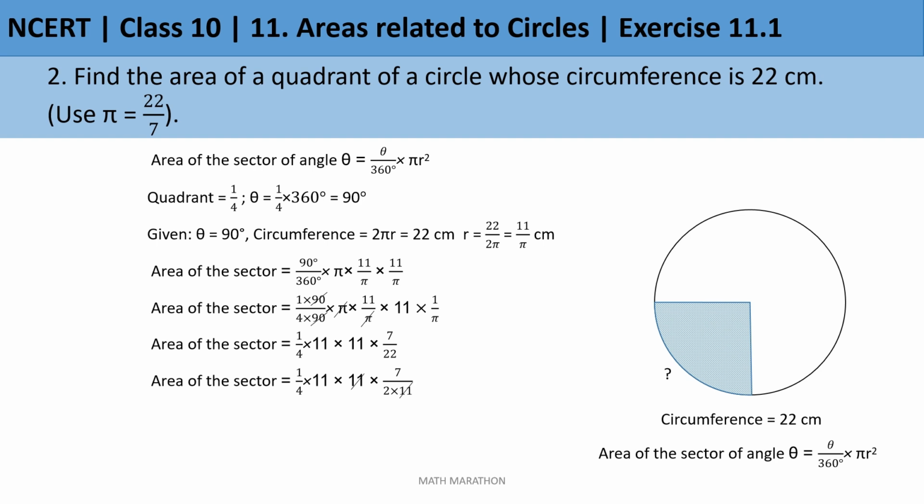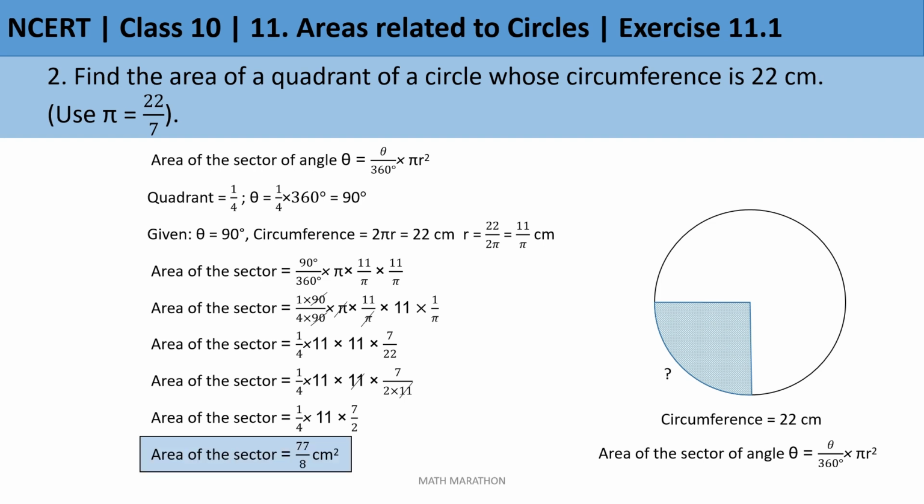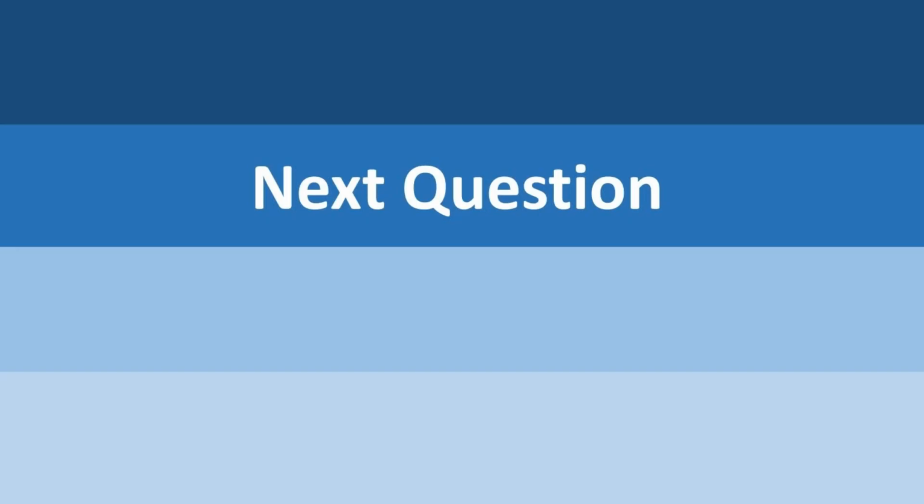In numerator we have 11. In denominator we have 11. We can cancel out 11. Area of sector is 1 by 4 multiplied by 11 multiplied by 7 by 2. Area of sector is 77 by 8 centimeter square. Let us see next question.